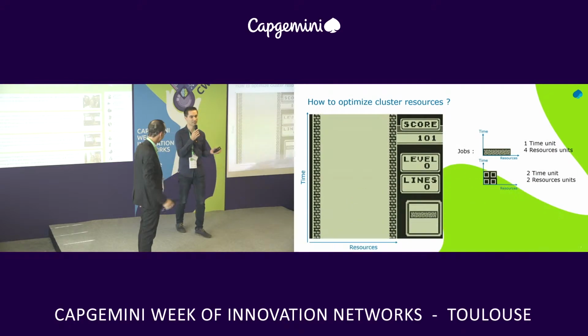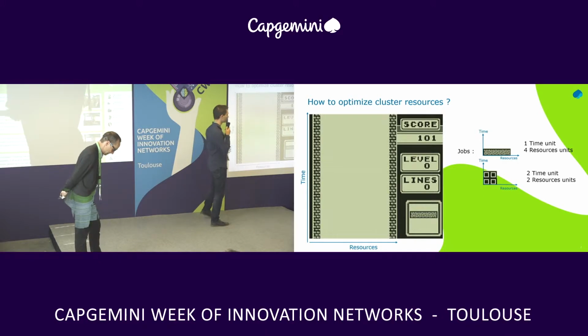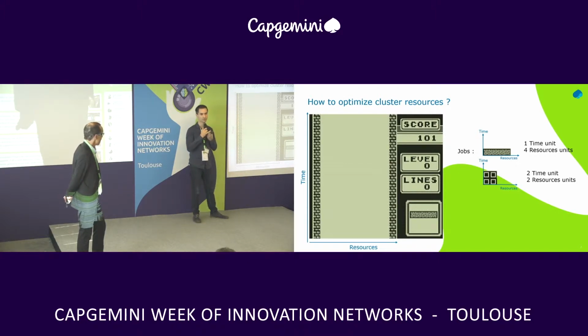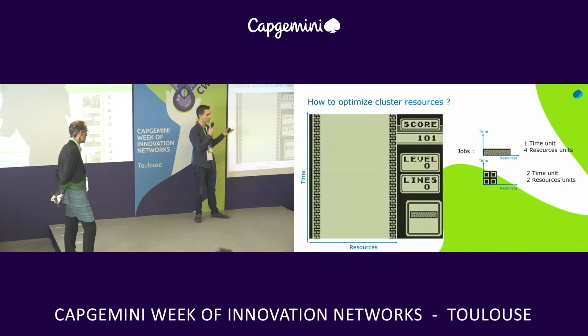So let's play a game. In our problem, we can imagine the cluster is Tetris, like that. We have two dimensions. The first one is the resources. We have CPU usage, RAM usage, IO usage, a lot of things. And the second dimension is the time. If we put the jobs randomly in the cluster, it's not optimized. So the cluster is composed of time and resources. We have designed two jobs. One is 1 time unit by 4 resource units, and the other is 2 by 2.